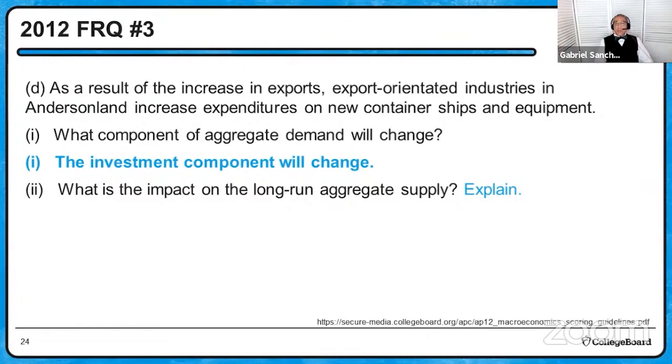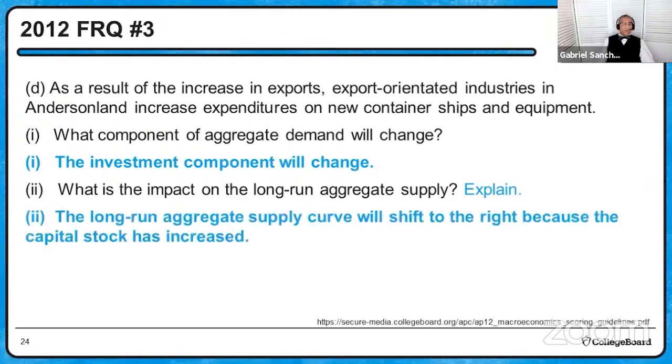So what will be the impact on the long run aggregate supply of this increase in investment, this increase in new container ships and equipment? Give an explanation. And again, the long run can either increase, decrease, remain the same, or it's indeterminate. Think about it. Where does this all play? A little bit tougher question. All right, here's the answer.